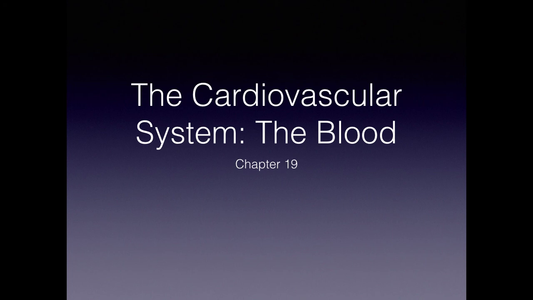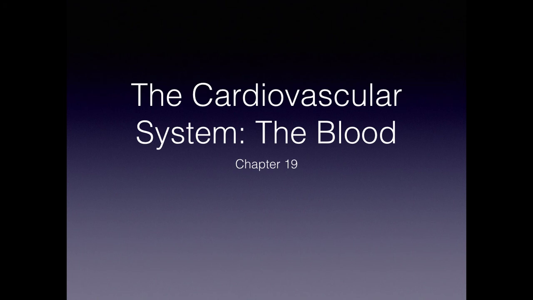We're going to start to take a look at Chapter 19. Chapter 19 is the first of three chapters that collectively deal with the cardiovascular system. Each one of those chapters will take a look at an individual component of the cardiovascular system to get a better picture of the entire system overall. The focus of Chapter 19 is the blood.